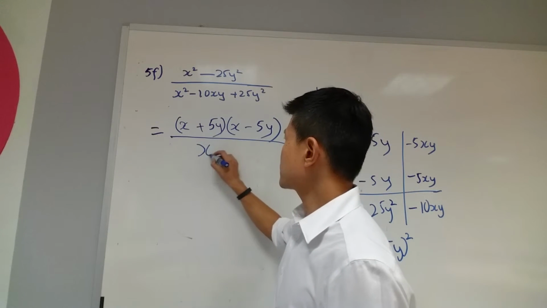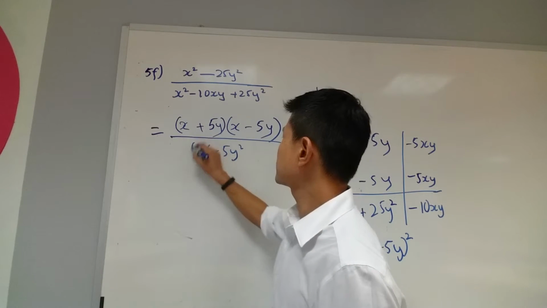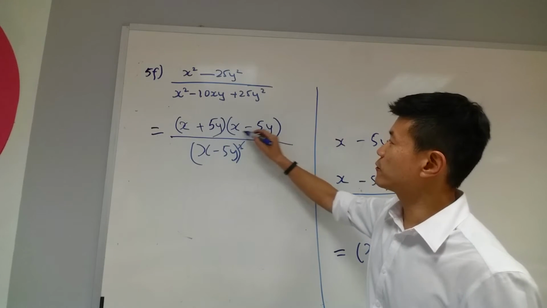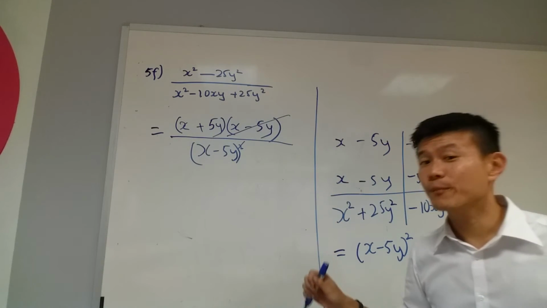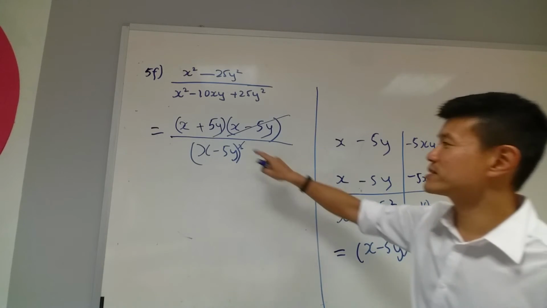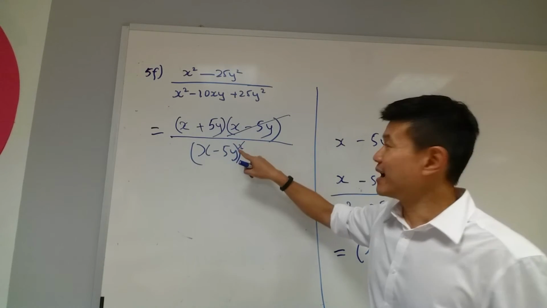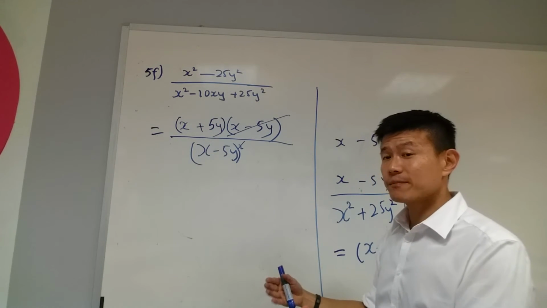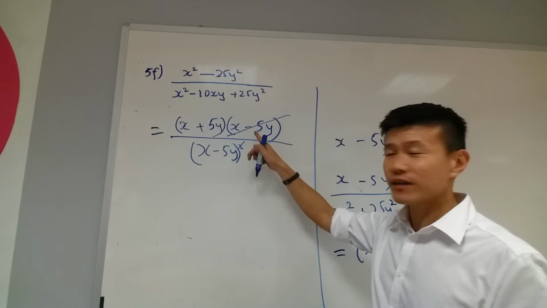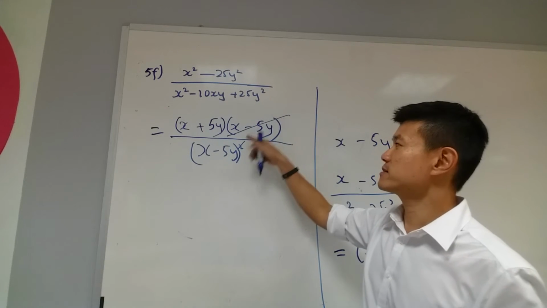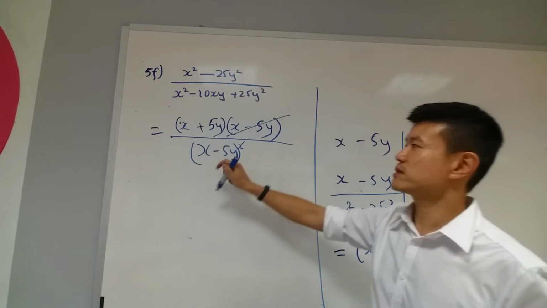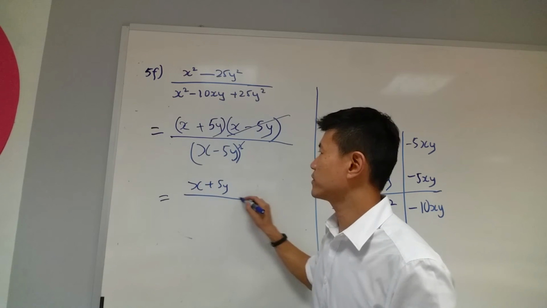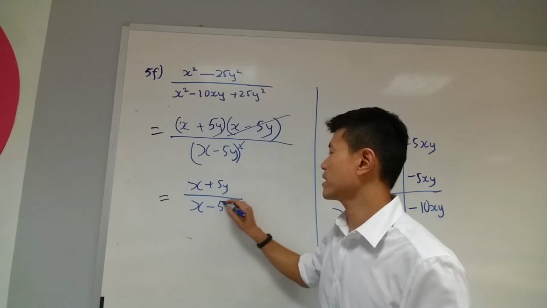So I can put x minus 5y squared. And this square can cancel away with this on top. Now, remember, we can only cancel if it's a multiplication. And in this case it is, because it's x plus 5y multiplied by x minus 5y. So we can cancel, and don't forget to leave this at the bottom. So I'm going to get x plus 5y over x minus 5y.